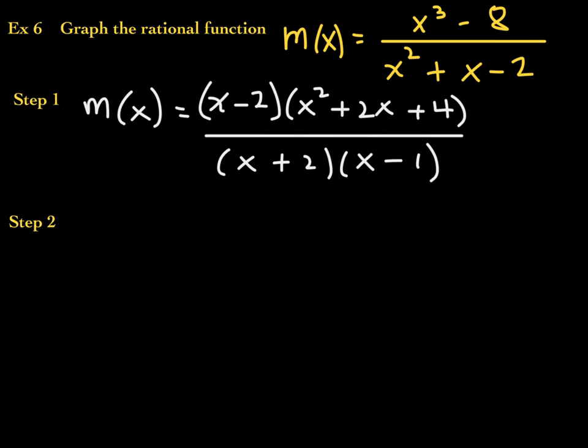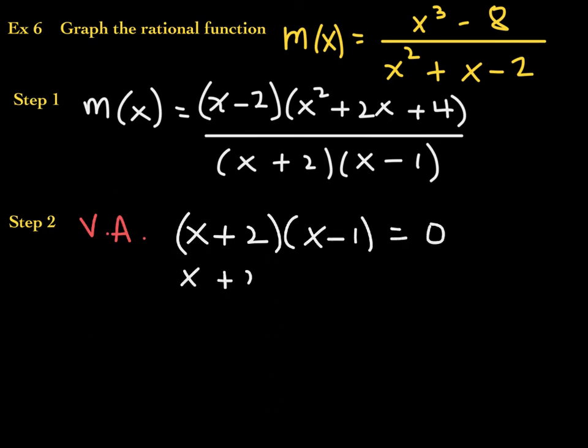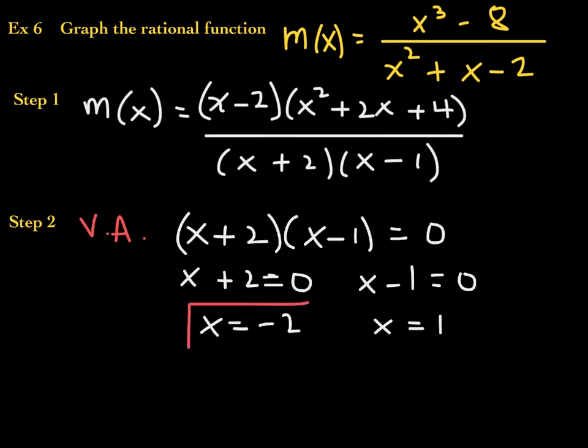To find the vertical asymptotes, take your denominator and set it equal to 0 and solve. Now, it'll be easier for us if we use the factored form of the denominator. I'm setting each of my variable factors equal to 0 and solving, and you get 2 vertical asymptotes, which means you'll have 3 pieces of your graph. Let's go to the end behavior asymptote.